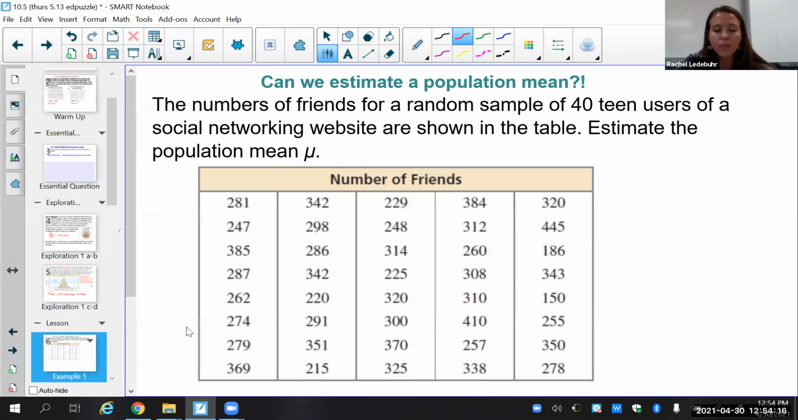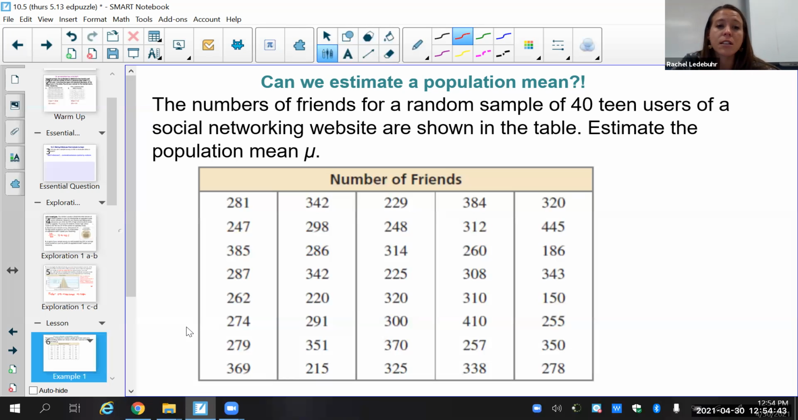All right. But can we estimate a population mean? Now we've been using mean a lot, that word, right? But we have been using sample mean, not population mean. They're very connected. They're basically the exact same thing. One is just going to be a little bit rounded. We're modeling the situation with a sample mean of the population mean.